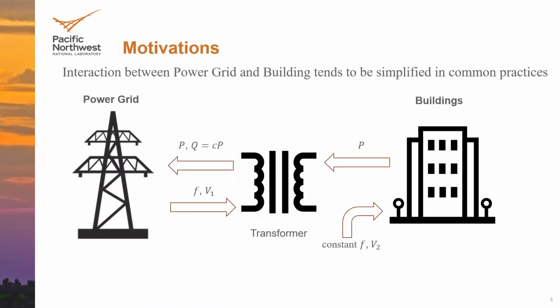When enabling the flexibility from the building side, one has to consider the interaction between the power grid and the building, because they affect each other in an interactive manner. However, in the existing building models or power grid models, those interactions tend to be oversimplified. For example, we assume the supply voltage or frequency is constant for the building model. Those assumptions or simplifications may be justified in some cases, but they may cause significant inaccuracy in building grid integration.